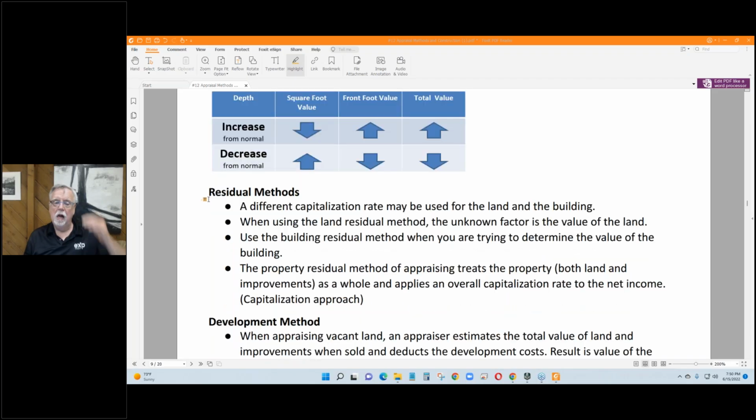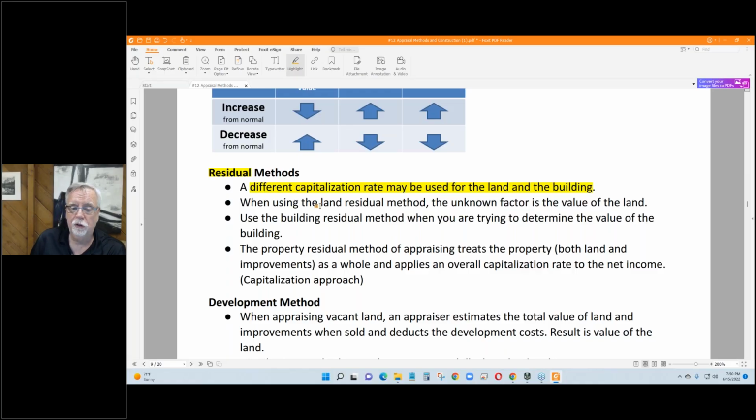A residual method, residual like from residue, is when we're using a different capitalization rate for land and buildings. Remember, I mentioned that land does not have a limited economic life. It doesn't wear out and die. We don't need a return of the investment.